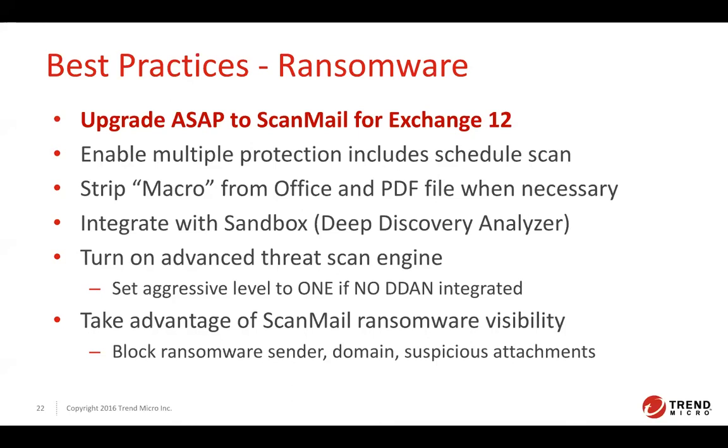If you do not have the Deep Discovery Analyzer, you can see the 5th bullet there, then just set the aggressive level to 1. And that will do the best that ScanMail can do without the Deep Discovery in the picture.